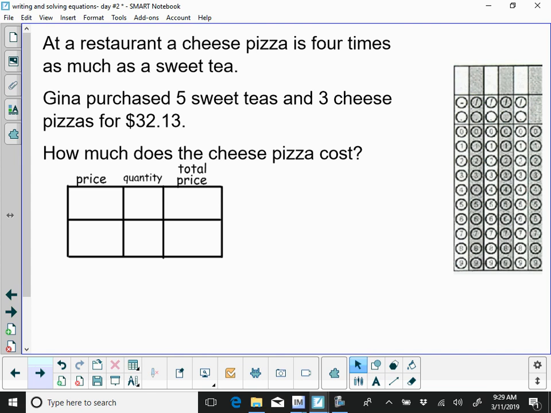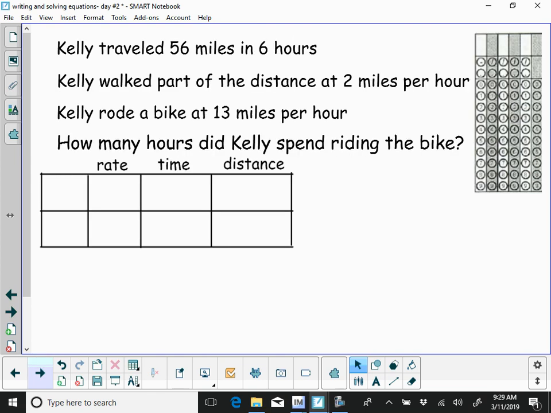All right, let's get that one to go here. Let's go to the bike one. Kelly traveled 56 miles in 6 hours. She walked part of the distance at 2 miles an hour. She rode a bike at 13 miles an hour. How many hours did she spend riding the bike? Okay, so we've got 2 actions here. What are our 2 actions?